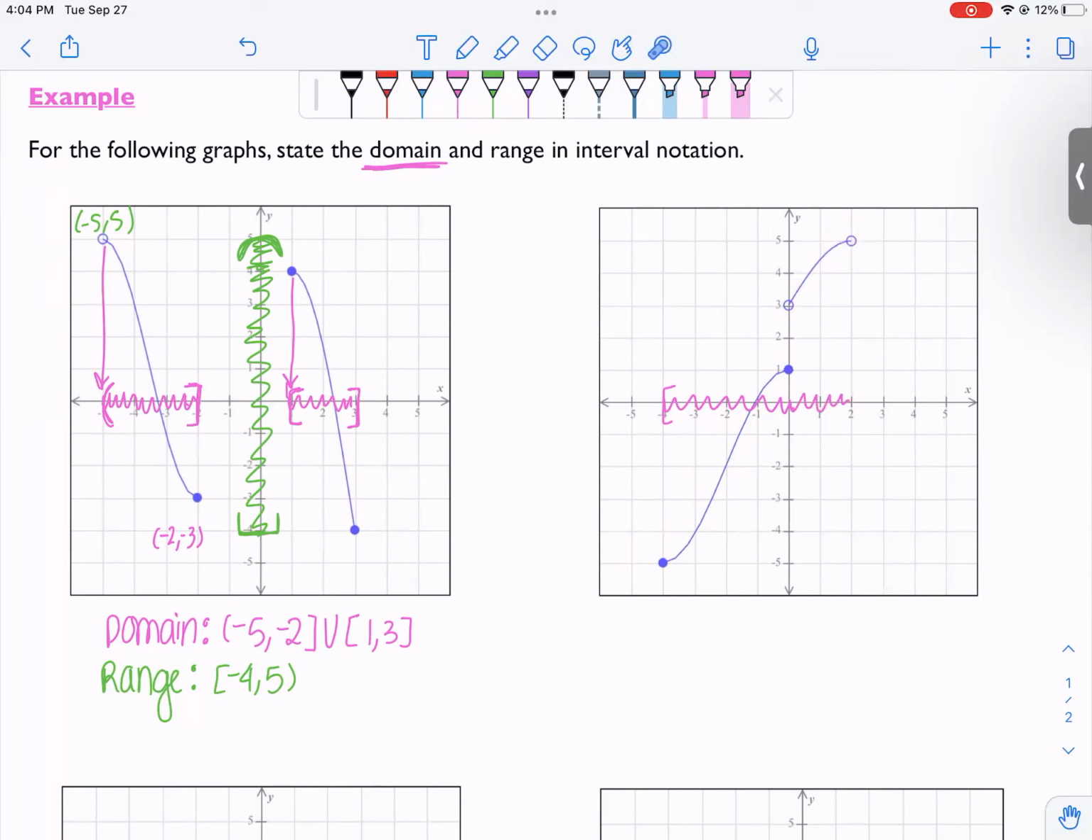There's an open circle here, so we're doing a parenthesis. These things all relate to one another.